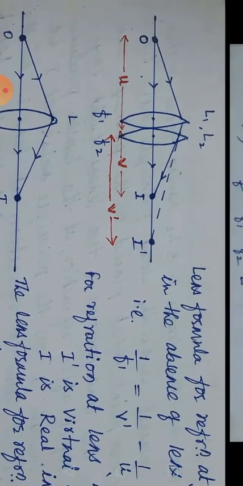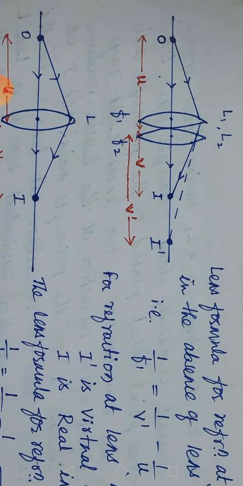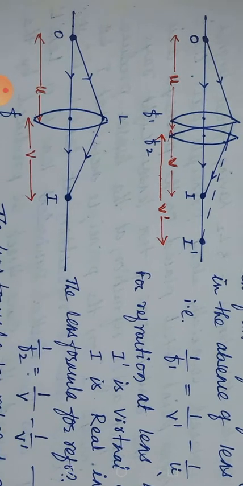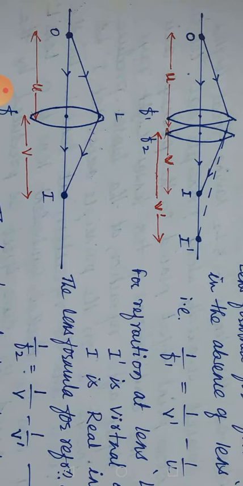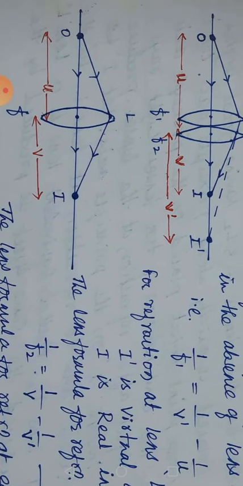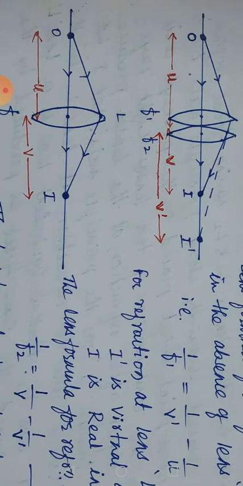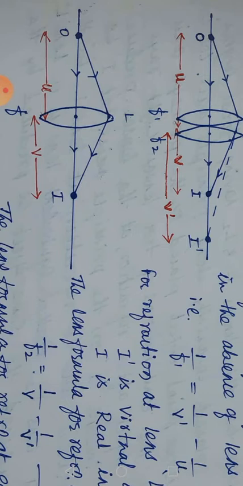Suppose the above two lenses L1 and L2 are replaced by a single lens L, which produces the same effect as produced by the combination of two lenses. Then this particular lens L is called an equivalent lens. What is an equivalent lens? An equivalent lens is that single lens which produces the same effect as produced by the combination.